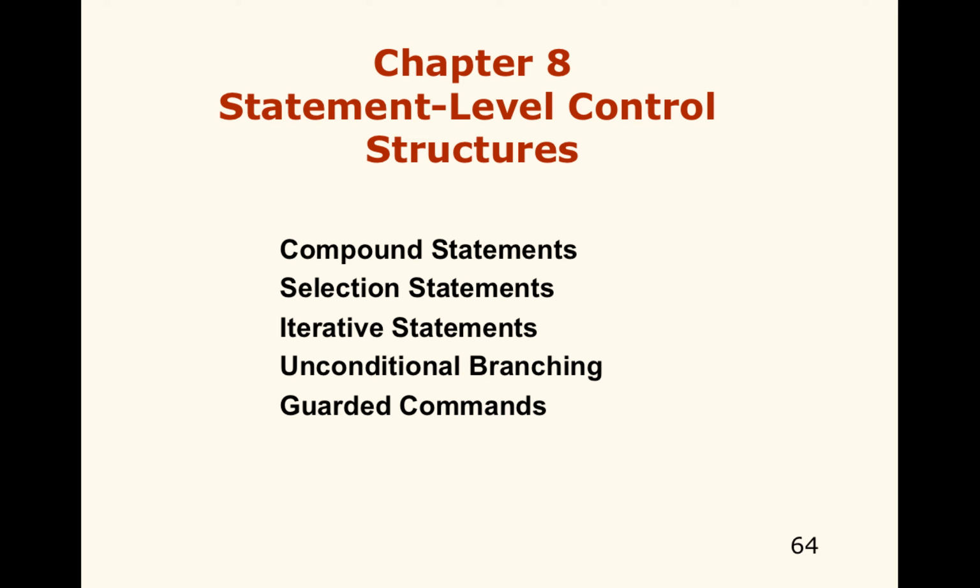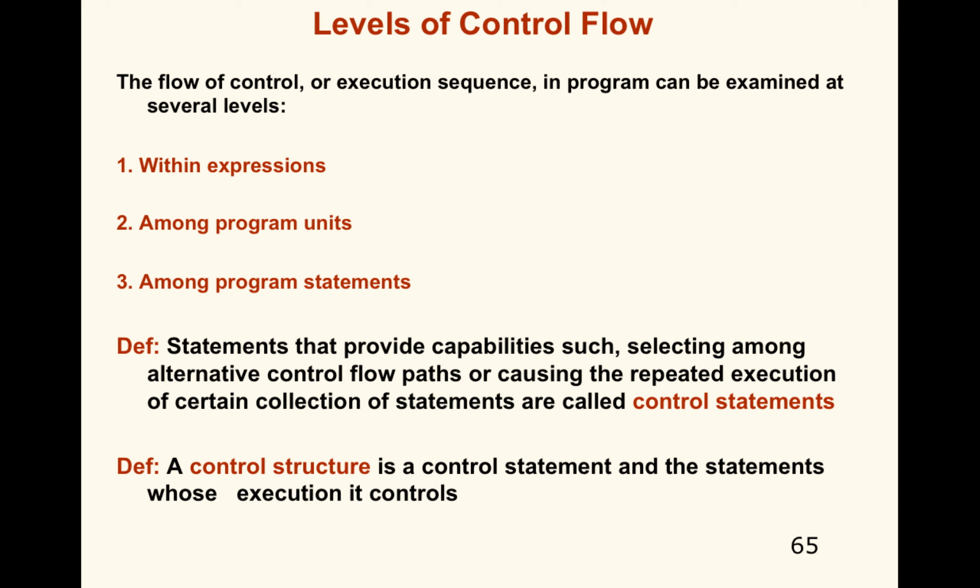So we're looking at compound statements, selection statements, iteration statements, and unconditional branching, and then guarded commands. This is pretty easy stuff if you've done any programming before. The chapter gets into the concepts of the levels of control flow. So flow control, or levels of control flow, you could say flow of control, or you can say control flow. They both mean the same thing.